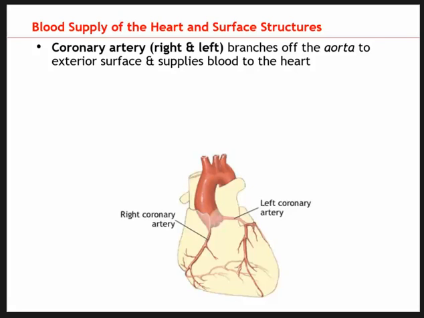Okay, class, we will get started, or kind of finish up, part 1 of chapter 6. So first we want to understand coronary arteries. We have a right and a left coronary artery. We can see that they branch off the aorta and they are on the exterior surface of the heart.